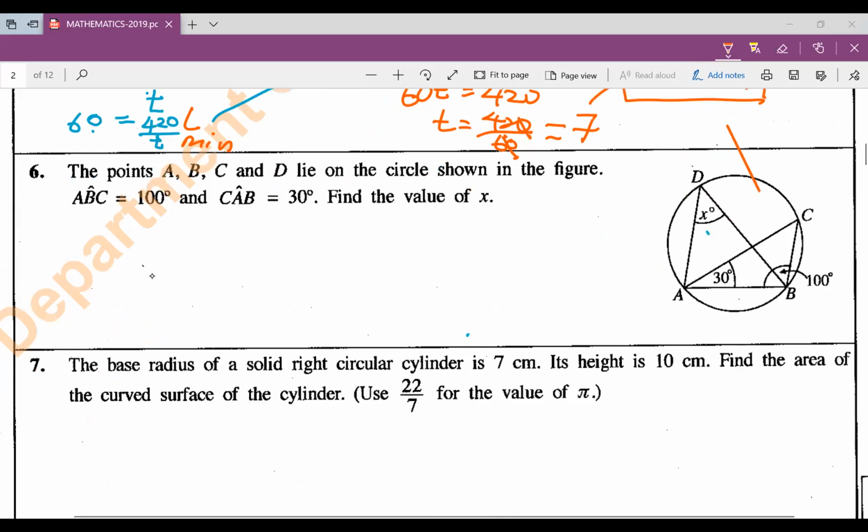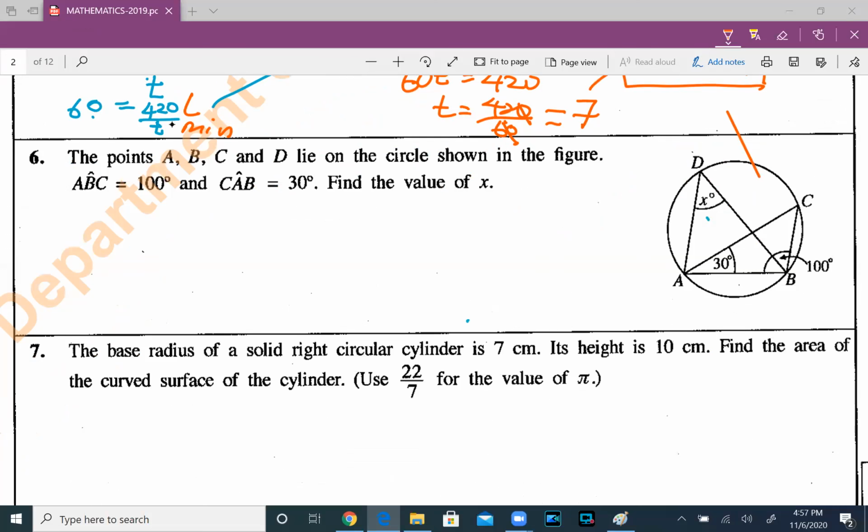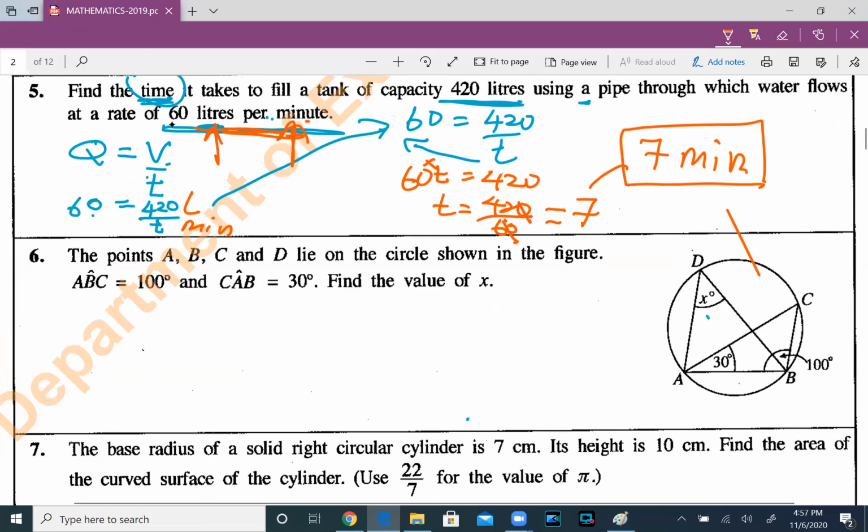Okay, so the next question, the sixth question, is about this one. The points A, B, C and D lie on the circle as shown in the figure. ABC is 100 degrees and CAB is 30 degrees. Find the value of X.